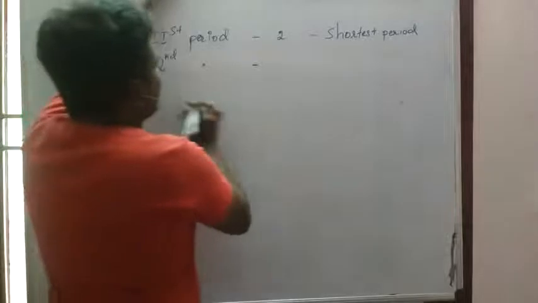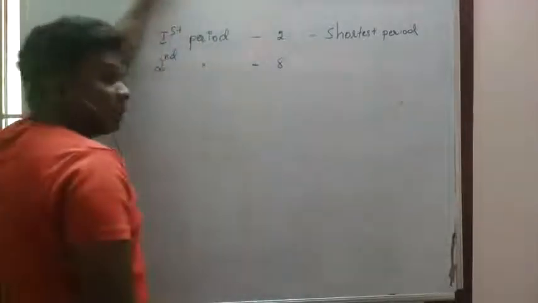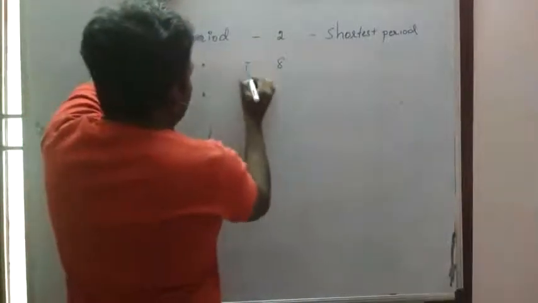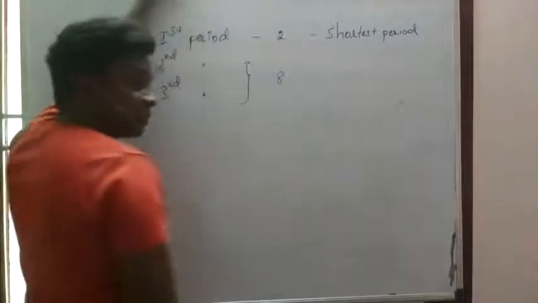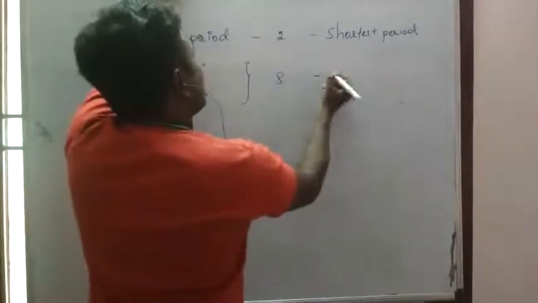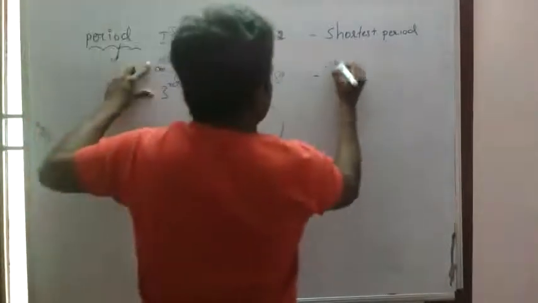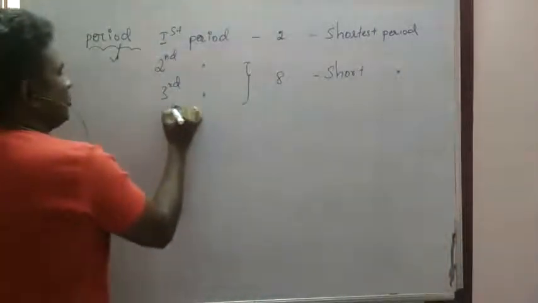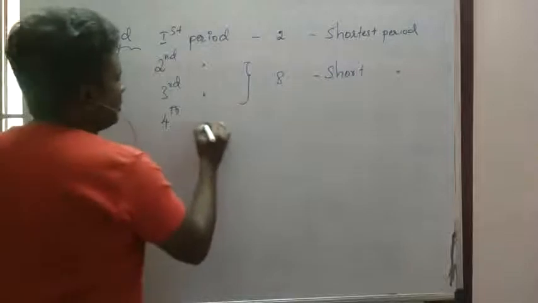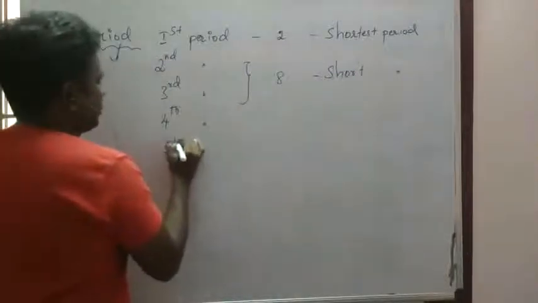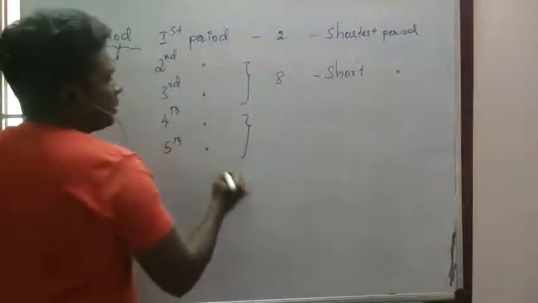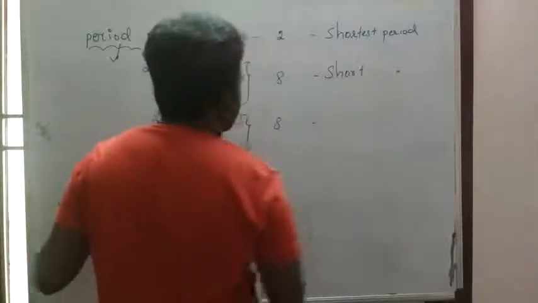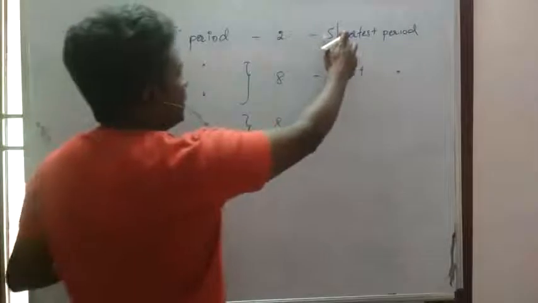Then the second period consists of 8 elements. The second and third periods together, how many elements? 8 elements each. So these 2 periods are called short periods. Then the fourth period, if you take the fourth period, and the fifth period together, how many elements are there? 8 elements, so it is a short period.